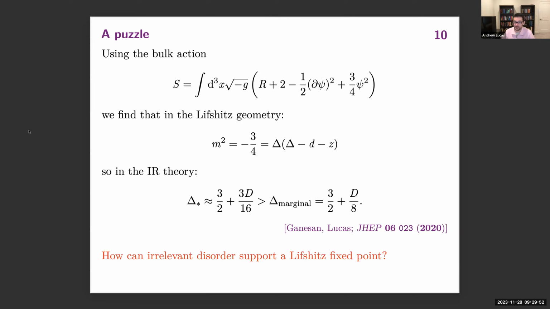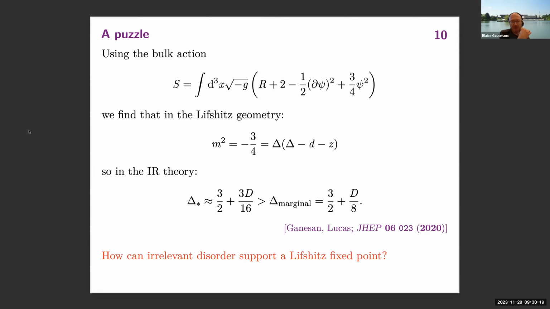If the disorder becomes irrelevant in the IR, then we should be able to throw out the scalar field and just get the metric and the Einstein terms in the action. But if that's all that we have, we just get AdS. That's the solution to the Einstein equations. So we thought that something doesn't smell quite right about this Lifshitz fixed point.